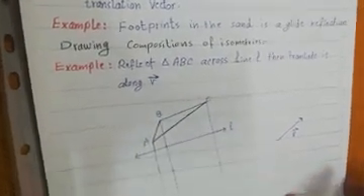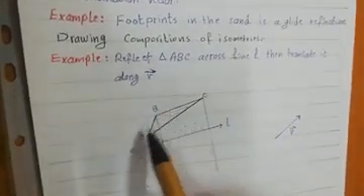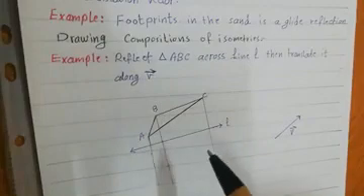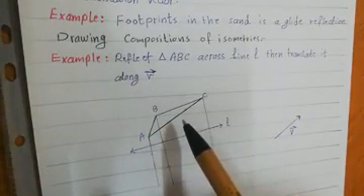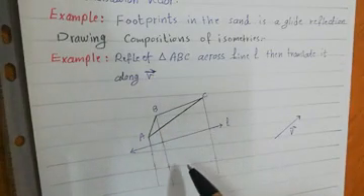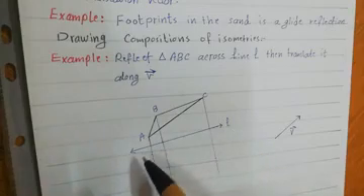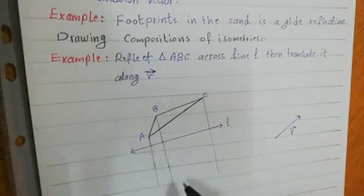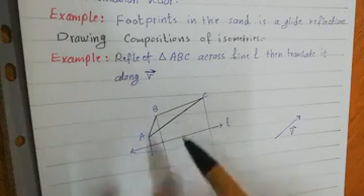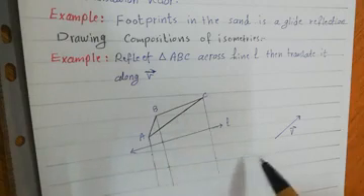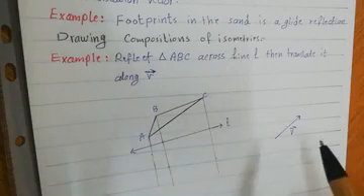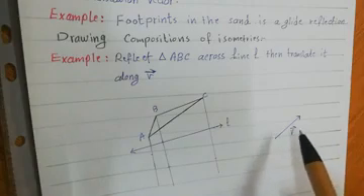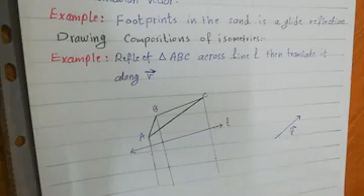This is our triangle ABC. I want to first reflect it across this line. This is the line of reflection. Then I will translate the image. This is the second transformation. The first is the reflection. Then I will translate it along this vector, which is V.